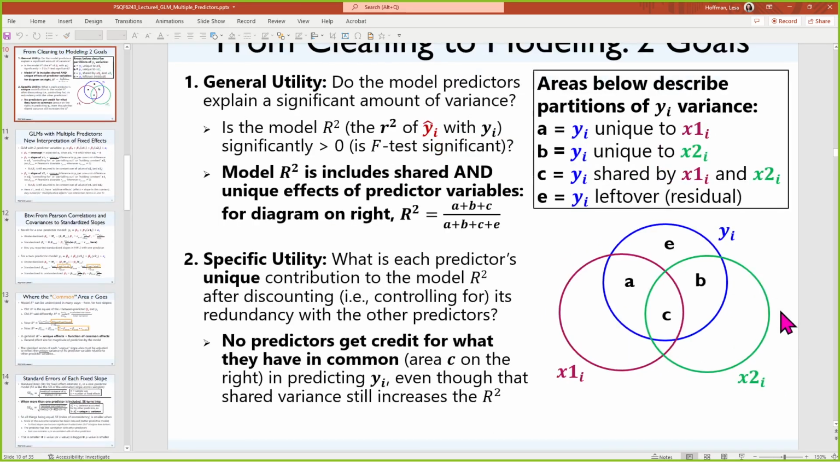Okay, this kind of Venn diagram thingy. In the context of regular regression here, I have areas of y that have been carved up into partitions of variance, not unlike what we're talking about here. If x1 and x2 are my predictors, and they are correlated, then in terms of their individual slopes, x1 only gets credit for the a part of its relationship with y. x2 only gets credit for the b part. Neither of them gets credit for the c common part, even though that shows up in the model R square. And then e is what's unique to y that has nothing to do with the predictors.